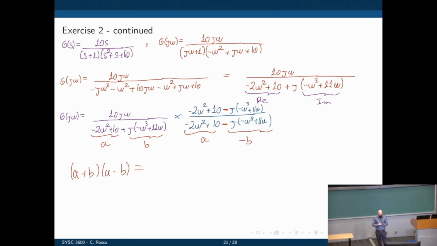We get a squared minus b squared. And when we do b squared, you see j squared is negative 1. The imaginary part disappears. I'll keep a and b there, but what you should take from this is that when you multiply out the denominator, we get a real number. And now the imaginary part has moved to the top of the equation.